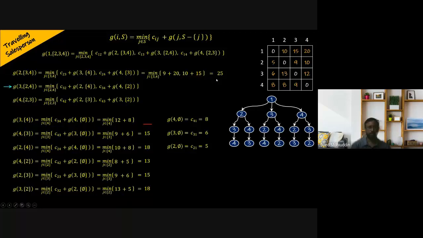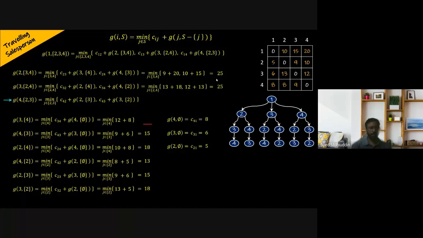Then similarly we find the cost from 3 to 2 plus G of 3, 4, which is 18. So this is 13 plus 18. Then the second vertex is vertex 4. So cost of 3 to 4 plus G of 4, 2. What we are trying to find here is which one has the minimum cost, whether it is from vertex 3 to vertex 2 or from vertex 3 to vertex 4. In this case it is 25, which is from vertex 3 to vertex 4.